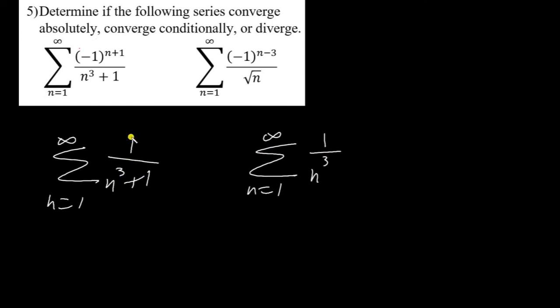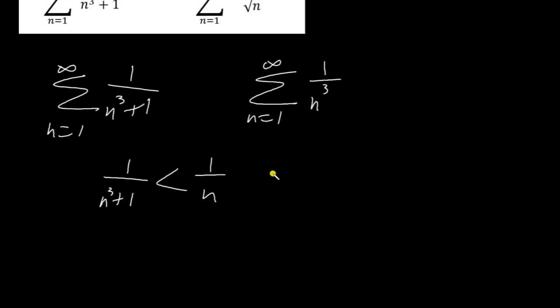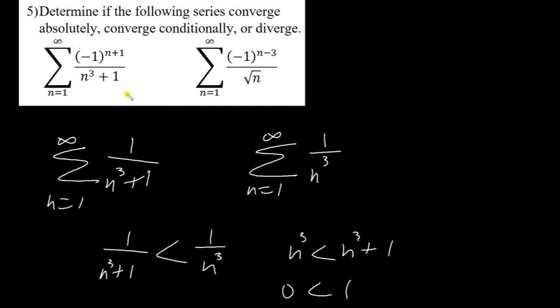So now I need to prove that this series is smaller than this one. So proving 1 over n cubed plus 1 is less than 1 over n cubed. Okay, and then when I cross multiply, n cubed is less than n cubed plus 1, so 0 is less than 1. This is true, so that means this series on its own will also converge. So since this series converges and this series converges, we have absolute convergence. Okay.